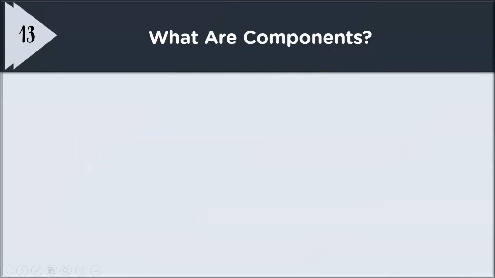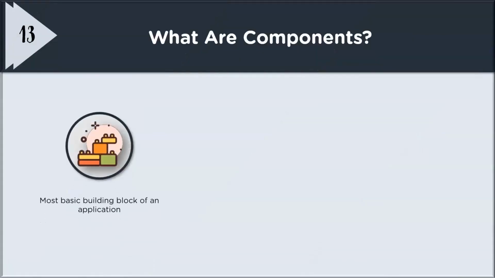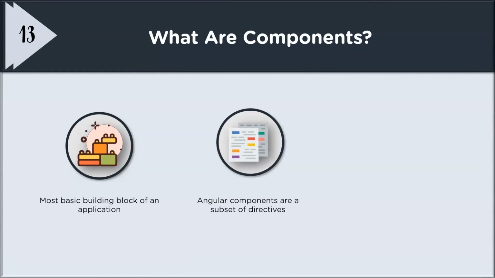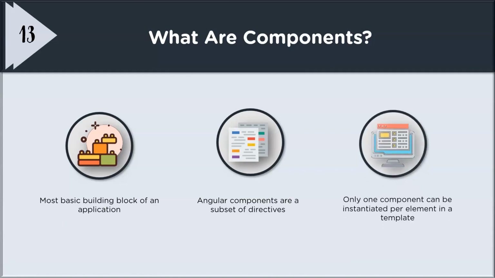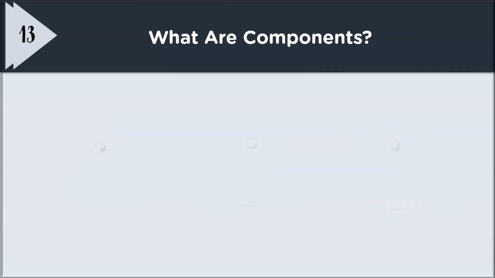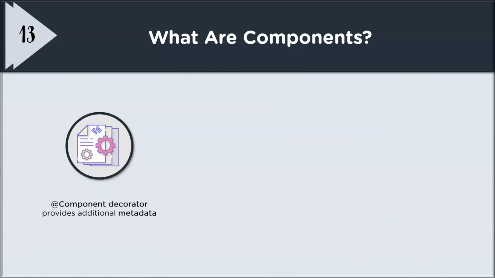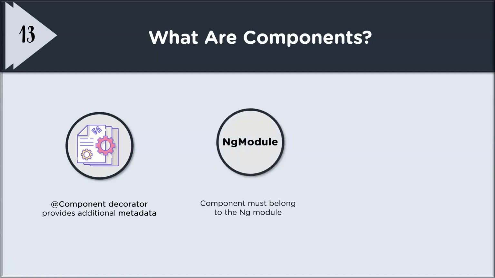Moving on to the next question, what are components? Now, components are the most basic building blocks of the UI in an Angular application. Now, every component is associated with a template and is a subset of directives. Only one component can be instantiated per element in a template. Now, an Angular application typically consists of a root component, which is basically the app component, and then it branches out into other components, creating a hierarchy.